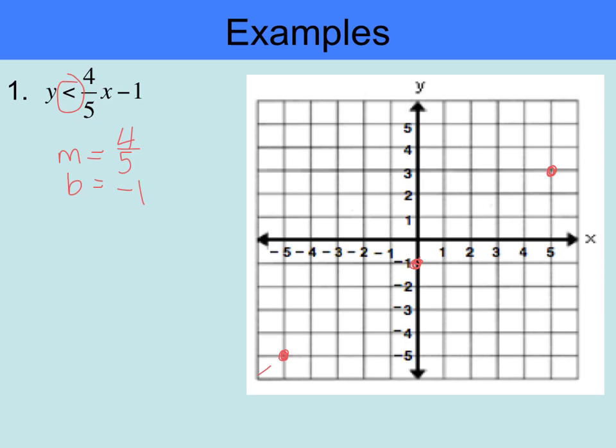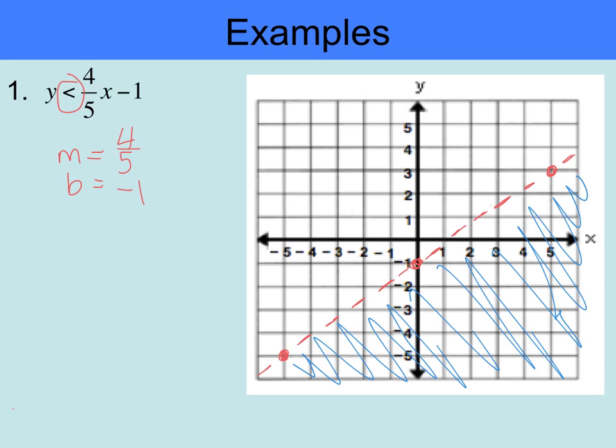So not including the line means we're going to make this a dashed line to show that our line itself is not a good solution, but then anything less than this line would be a good solution. So then when you go to shade, you want to show less than, so you're either thinking up towards the left or down towards the right, and less than this line would be numbers down towards the right.